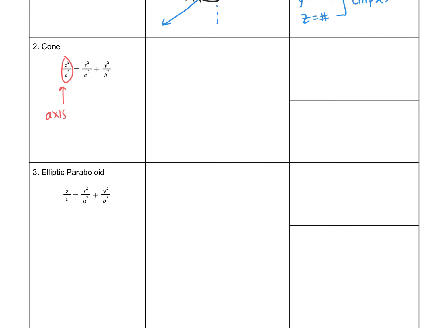Okay, so first thing to note is there's only one intercept, and that intercept is 0, 0, 0. That's it. Next thing to notice is for your traces. If z is equal to some number, that's going to give us an ellipse. But if x or y are equal to some number, this is a throwback to conics, but if x or y are equal to some number, we're going to get a hyperbola.